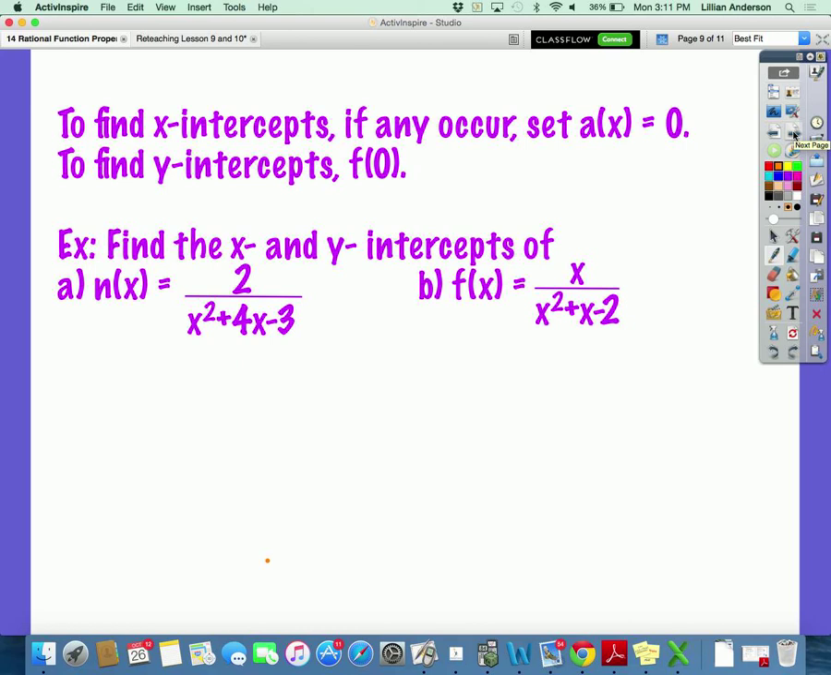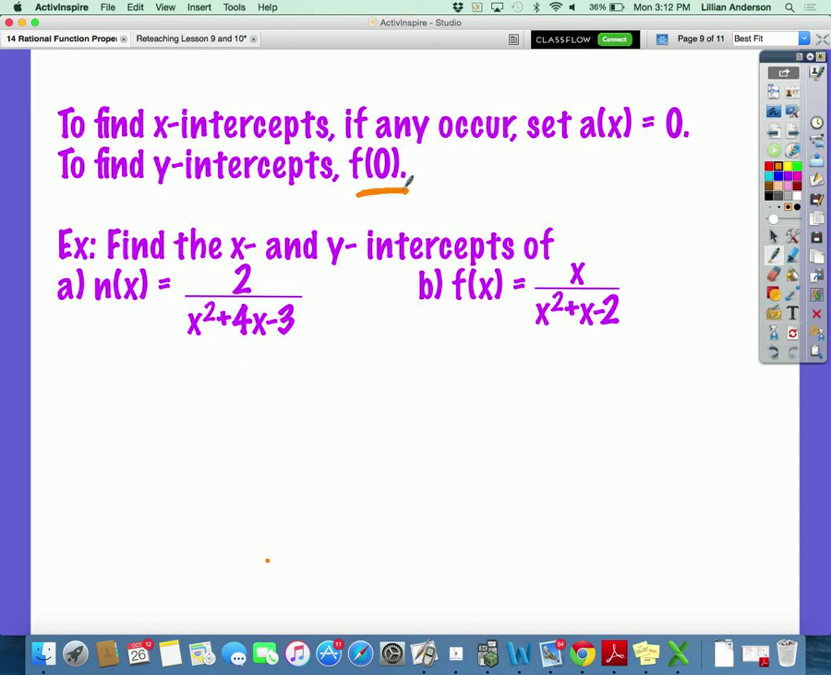Real quick, the last little bit is review, because you should know by now how to find the x-intercepts and the y-intercepts of functions, correct? To find a y-intercept, we plug 0 in for x. And to find the x-intercept, we plug in 0 for y. If I plug in 0 for y, the first thing I'm going to do is get rid of my denominator, correct? And 0 times anything is 0. So you're left with just the numerator equal to 0 every single time.